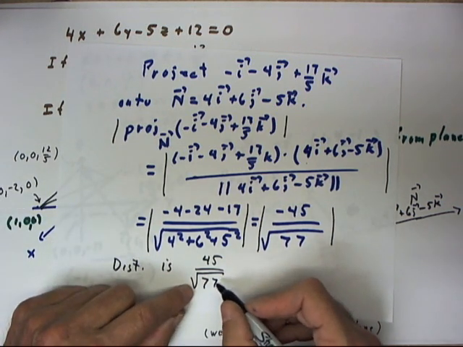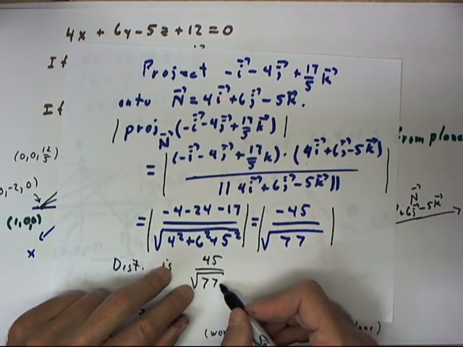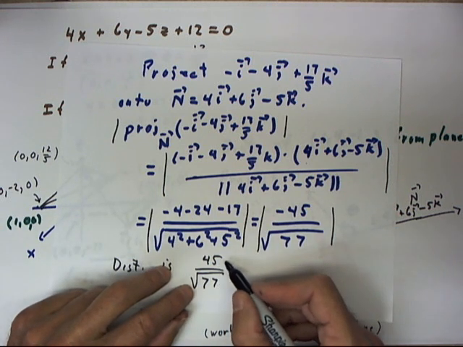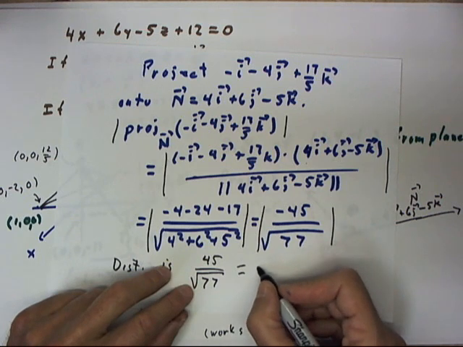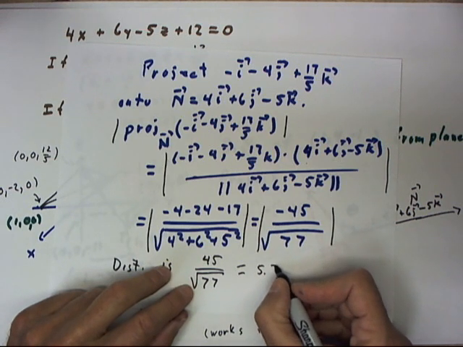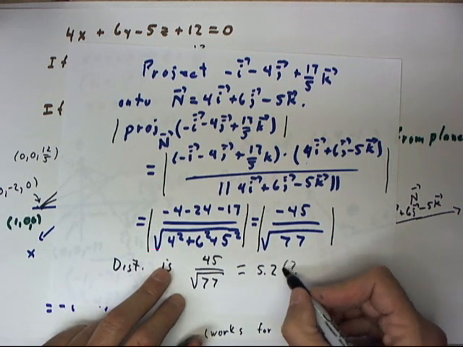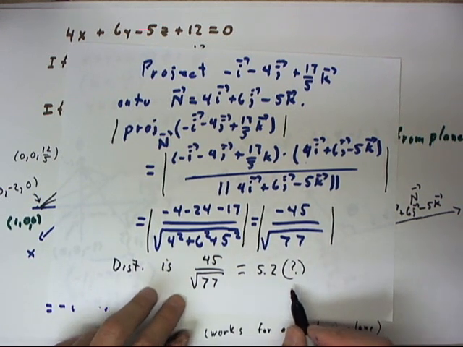Square root of 77 is between 8 and 9, a little bit closer to 9, say about 8.7, so this is going to be a little more than 5, so I'm going to say that's about maybe 5.2, and no great confidence in that. You can check that out with your calculator.